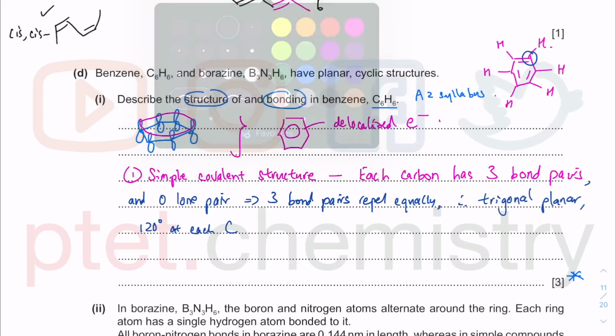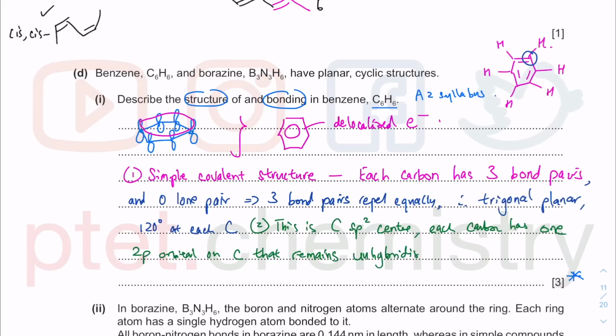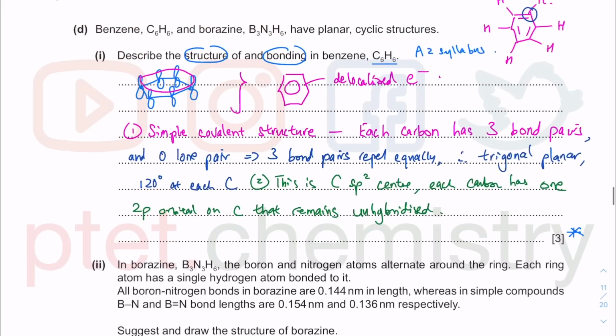What else can you comment on this? This is a carbon sp2 center. Each carbon has 1 unhybridized orbital, 1 2p orbital on carbon that remains unhybridized. That is the meaning of sp2, because you still have 1 more p orbital that you didn't hybridize, otherwise you will have sp3. And these electrons in the 2p orbitals that remain unhybridized can overlap sideways.